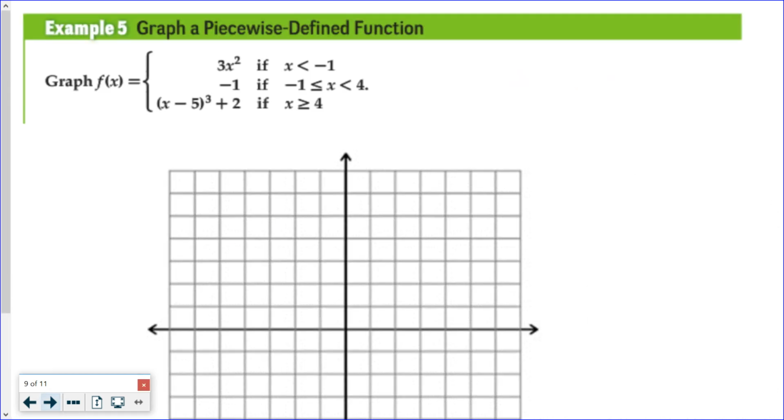And then I'm going to make one more video, and that's going to be graphing the piecewise functions.